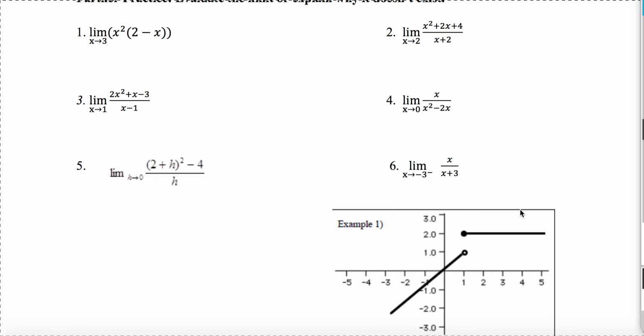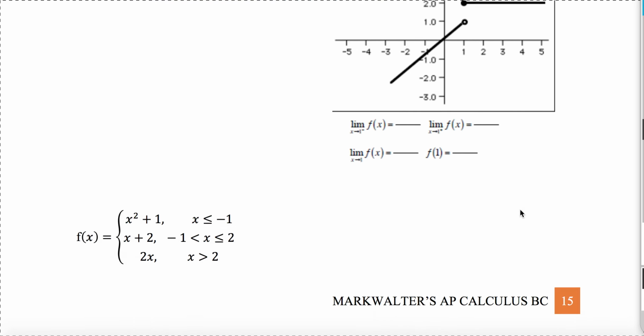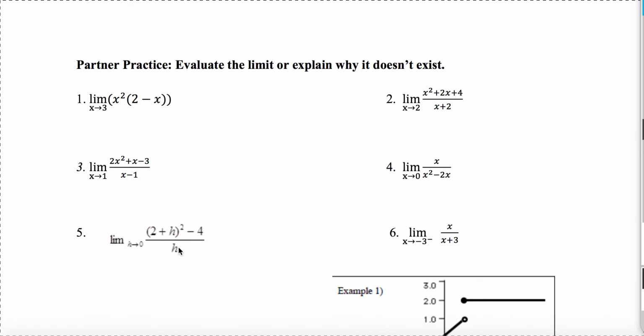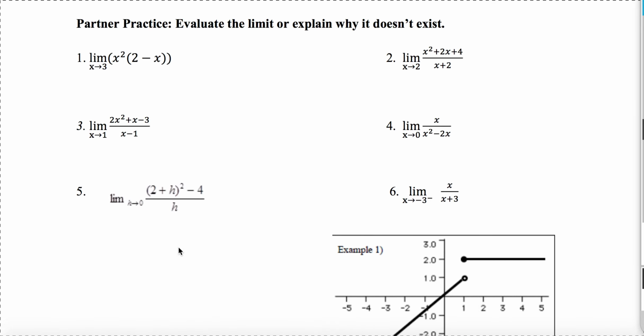All right. I want you to pause the video and try the practice problems on the rest of this page. Notice at the bottom on 15 here, there's this. This is actually supposed to go with the next page, so just ignore this piecewise thing at the bottom. I want you to try 1, 2, 3, 4, 5, 6, and that graph just underneath it. Go ahead and pause the video and give that a shot.